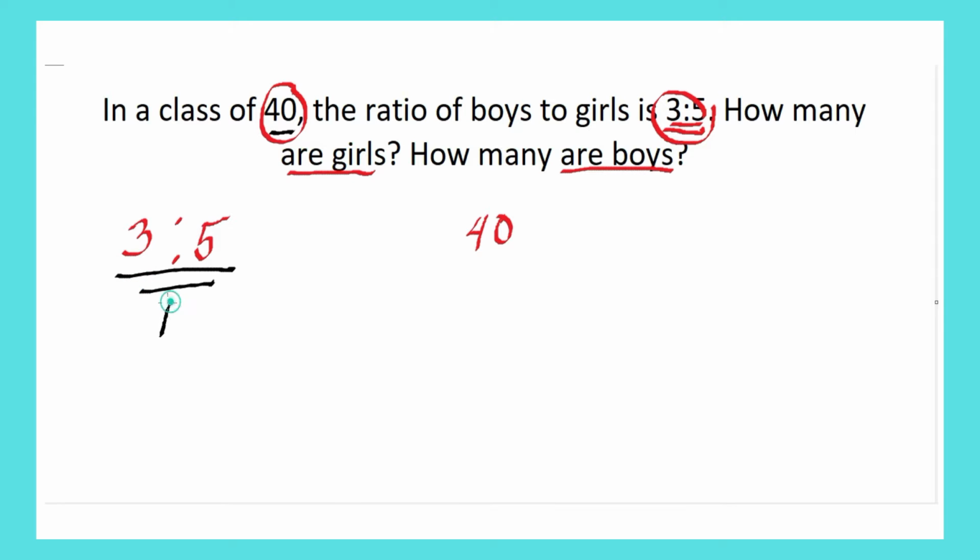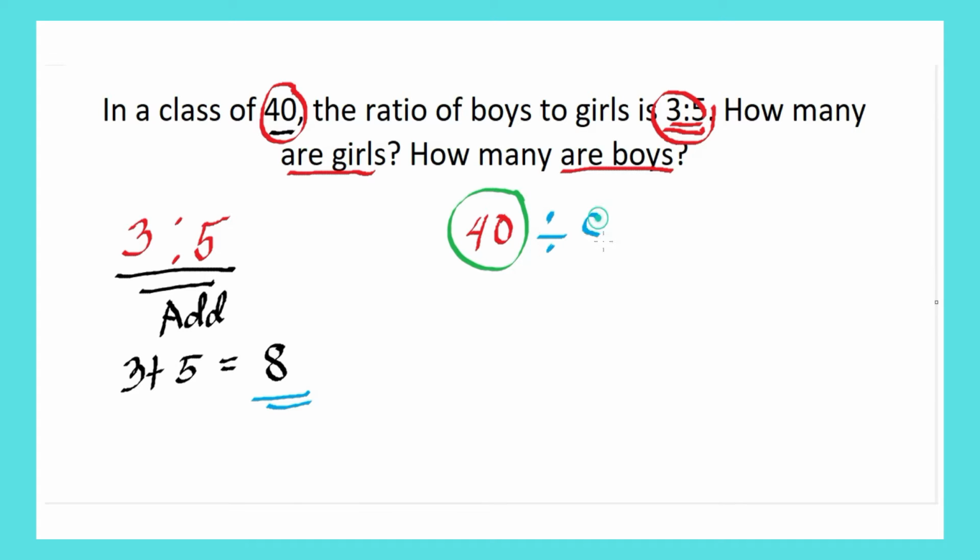So 3 to 5, you are going to add that. If you're going to add that, 3 plus 5, you'll get the sum of 8. So let's write it there. Now what are you going to do with that 8? Of course, we are going to use that 40, which is the sum of the total number. We are going to get that sum from the ratio and make it a divisor. So 40 divided by 8, that will become 5.